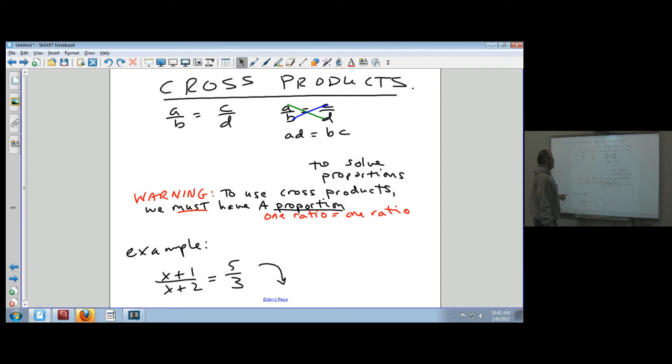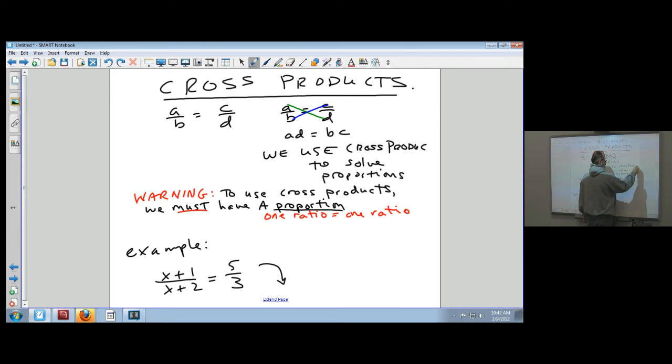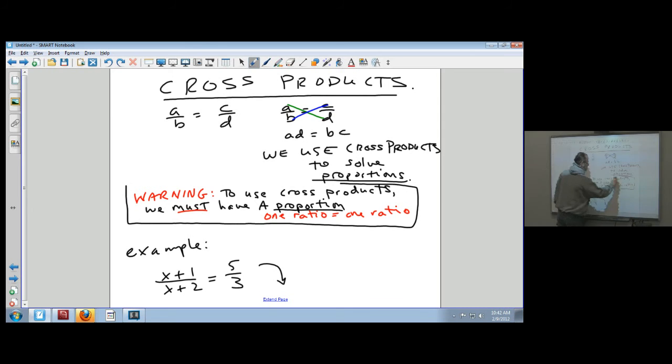So, we can use cross products to solve proportions. Now I'm going to give you a warning. Warning. To use cross products, we must have a proportion. In other words, one ratio equaling another.